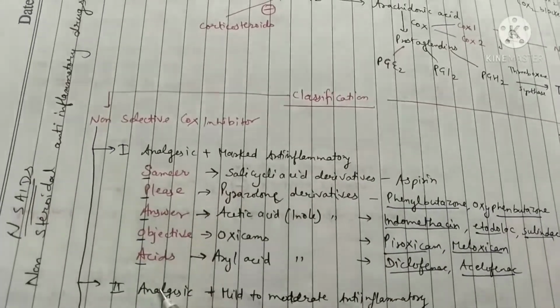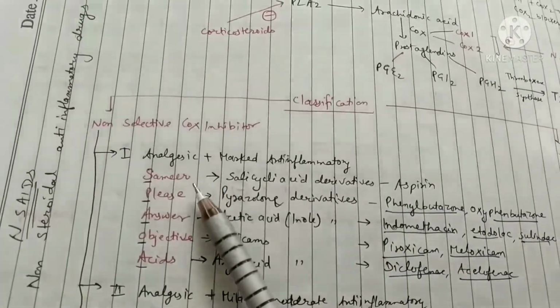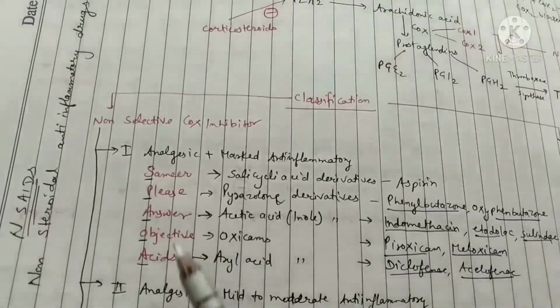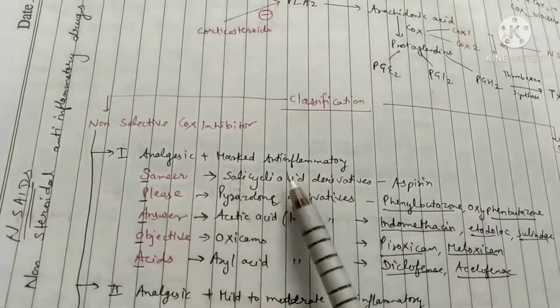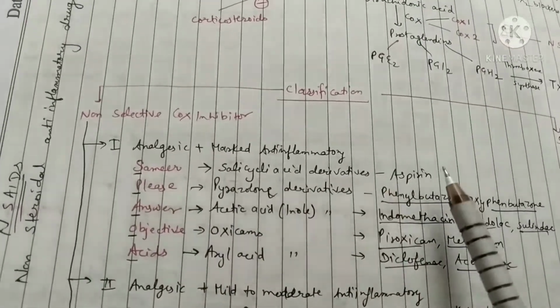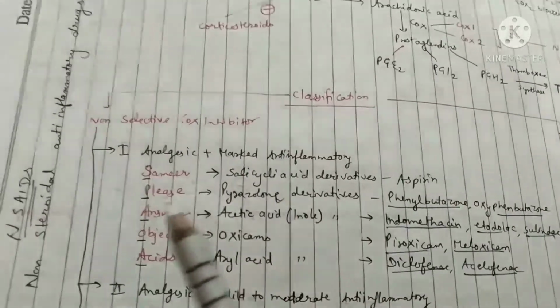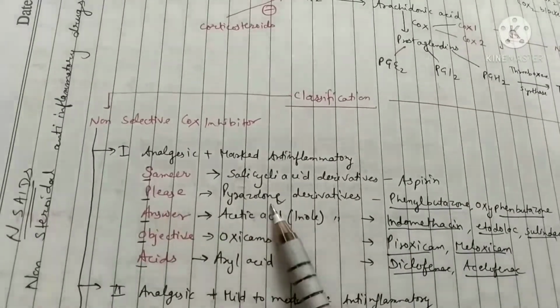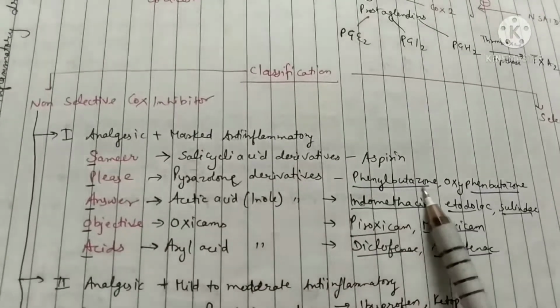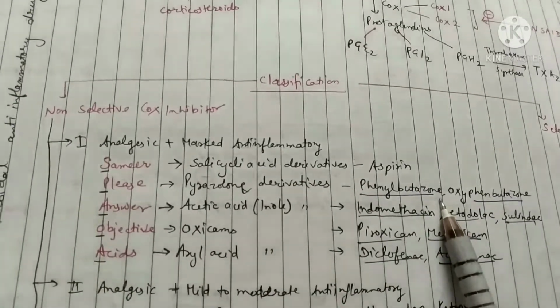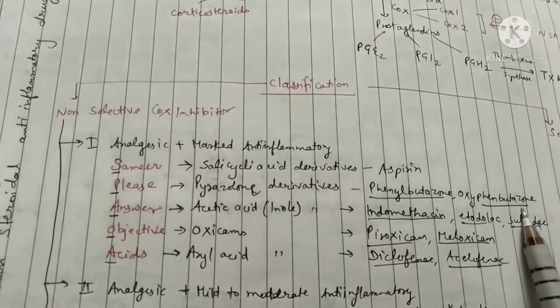So here is the mnemonic. We can remember this by "Samir, please answer objective asks." Here the S stands for salicylic acid derivatives, example is aspirin. P stands for pyrazolone derivatives, example is phenylbutazone and oxyphenbutazone.